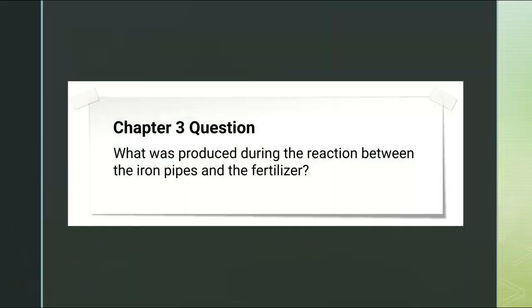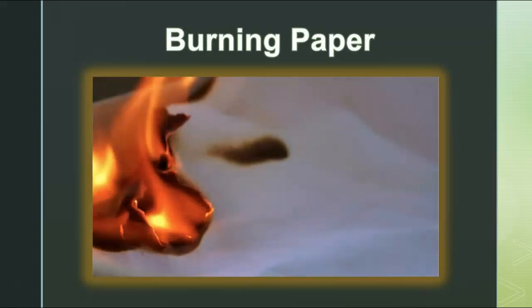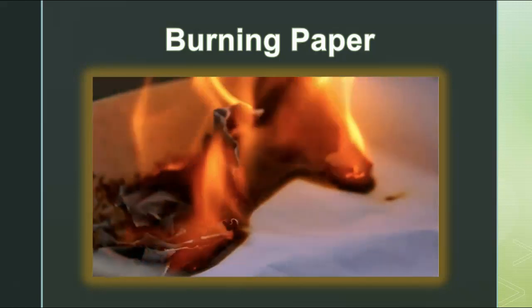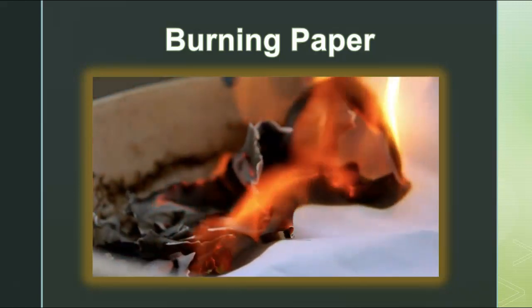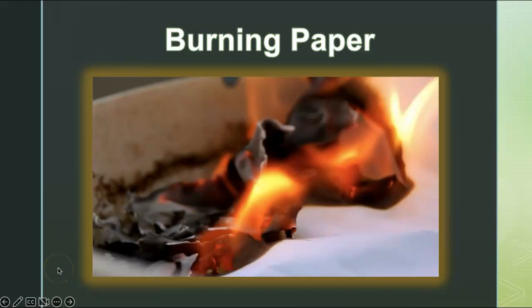Okay, so we're going to look at our Chapter 3 question, which is what was produced during the reaction between the iron pipes and the fertilizer. We know that rust was one of those things, but what else was produced? And we're going to investigate that now. So let's look at how paper burns, and this is just a quick little video to show you what paper looks like when it burns. We can definitely tell that there's something new being created here, right? Because it no longer looks white like this side. It has changed into a completely new substance.